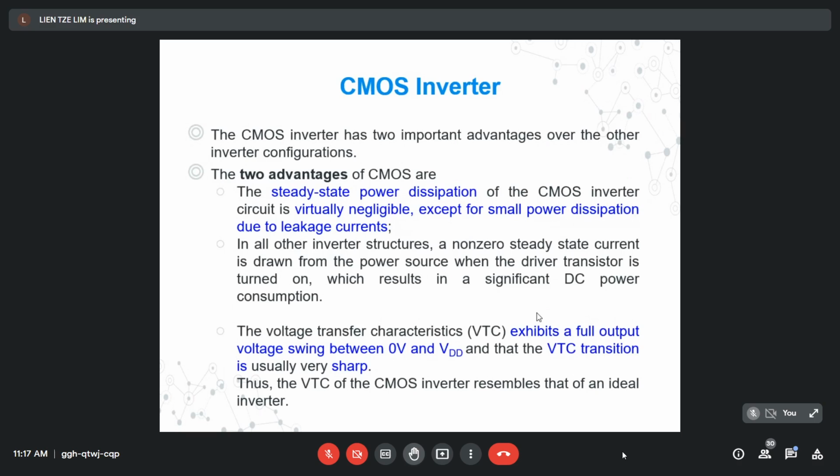Okay, this is about the advantages of the CMOS inverter. The two advantages here. I repeat again: the steady state power dissipation of the CMOS inverter circuit is virtually negligible, except for small power dissipation due to leakage current.